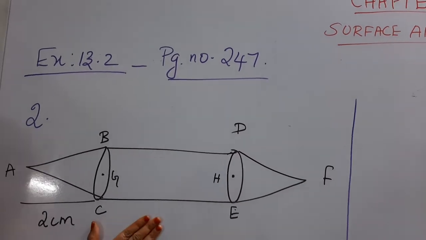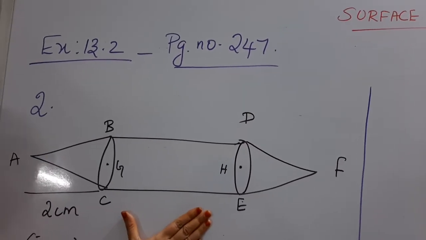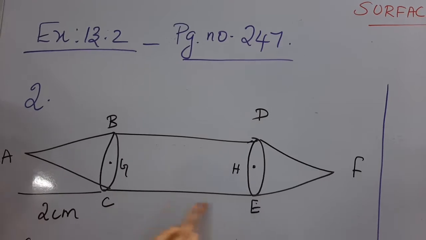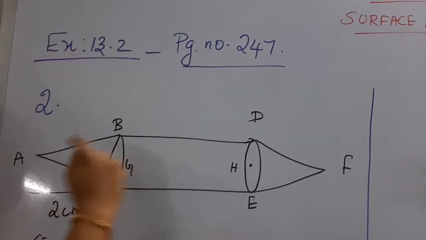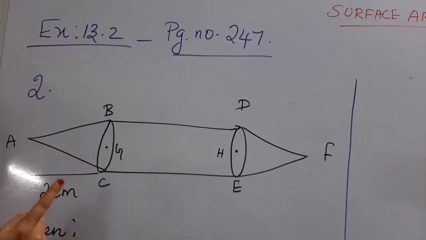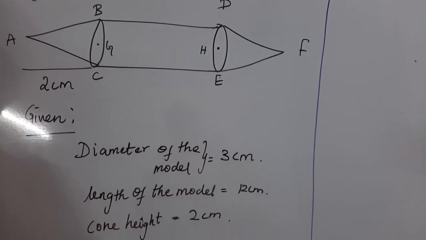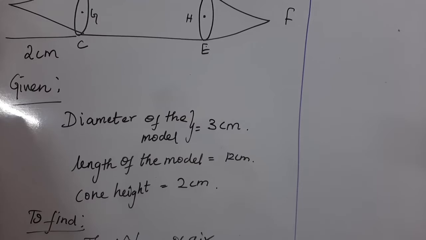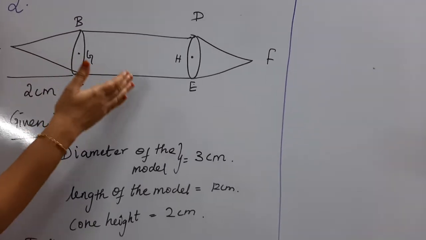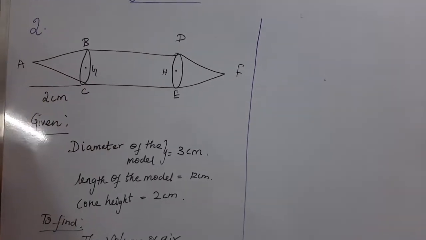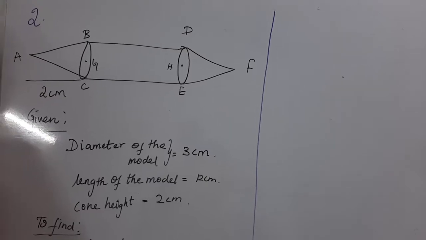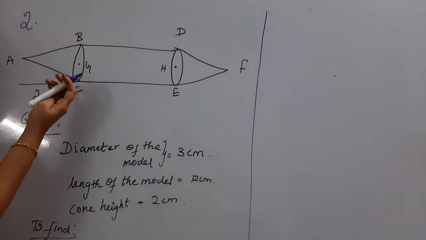Children, check the diagram here. This is the model made by Rachel, a cylinder with cones at both ends. What are the measurements given here? The diameter of the model is 3 centimeter, they said. So this is the diameter of the cone as well as the cylinder. The diameter of the cone and cylinder must be equal, if not she cannot attach it.